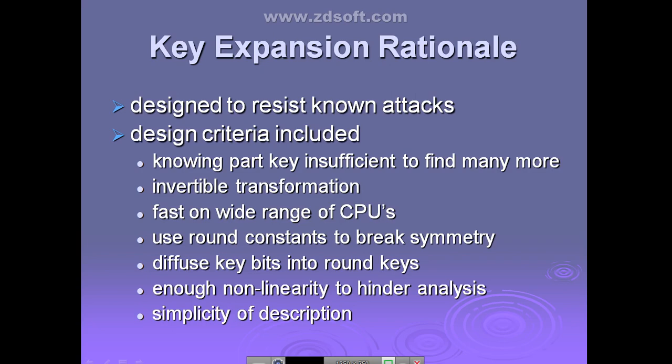Because whatever key you generate and expand, at each round it is going to be fed to the add round key function, right? So there is a confusion you are passing. You are changing the statistical structure of the key over there. So diffusing the key bits into the round key is possible. Then enough non-linearity to hinder the analysis, and simplicity of the description. These are some design criteria that were included within the key expansion in AES.